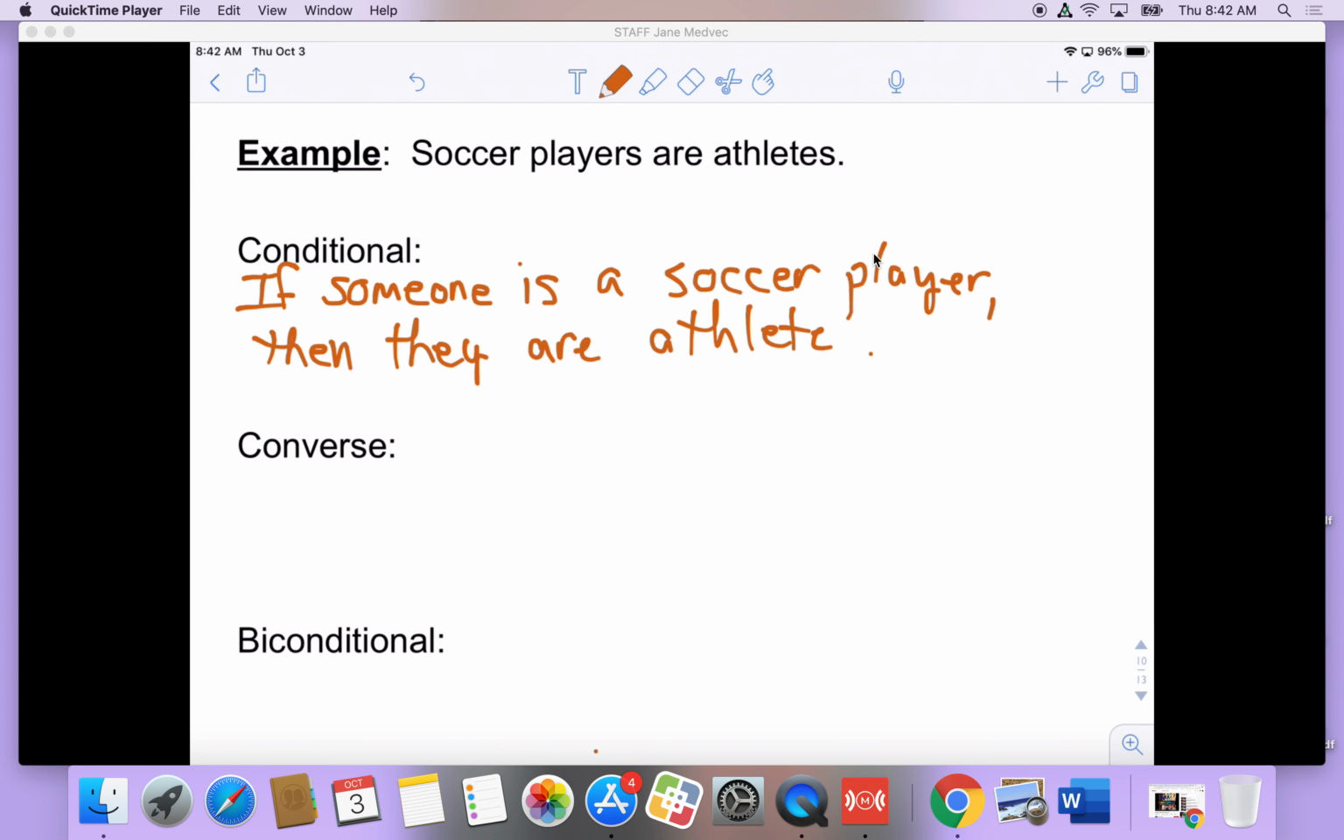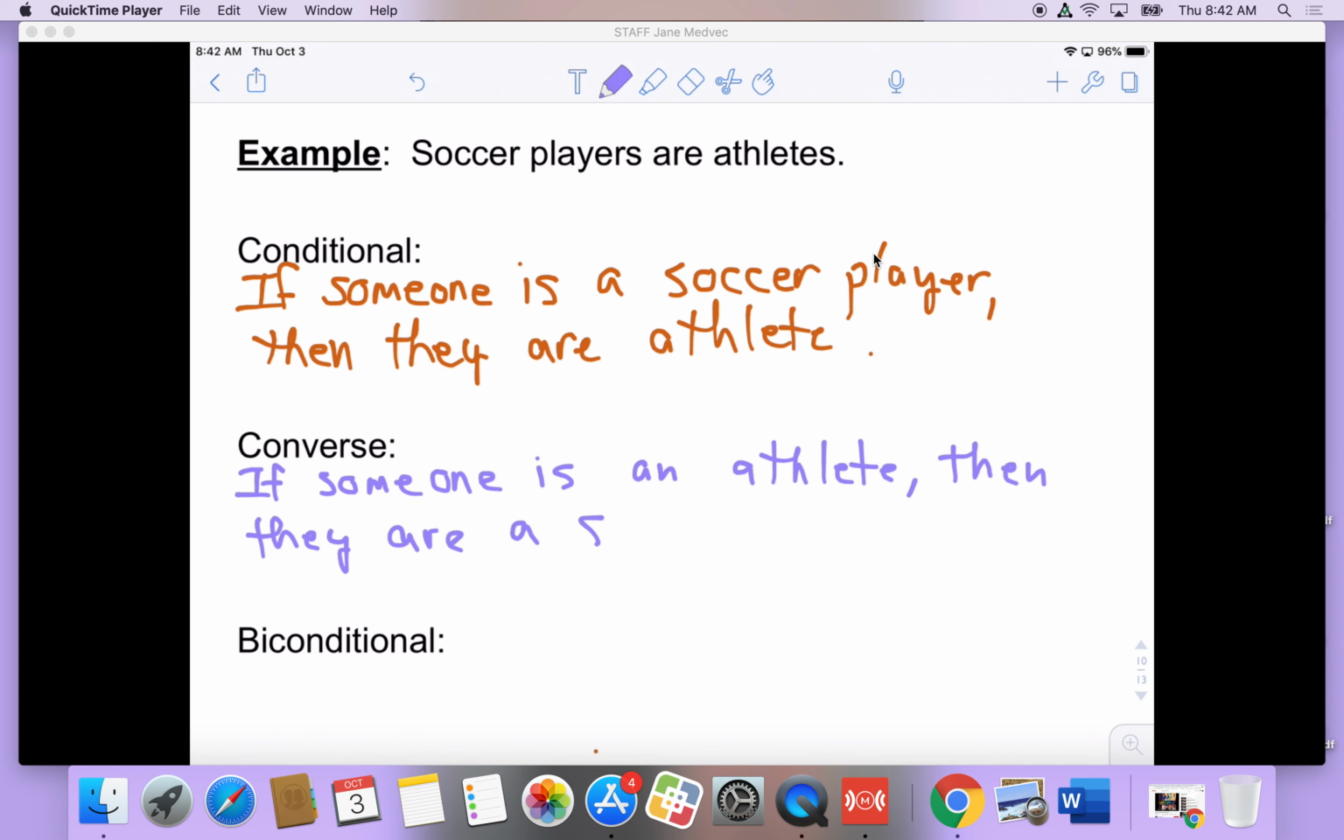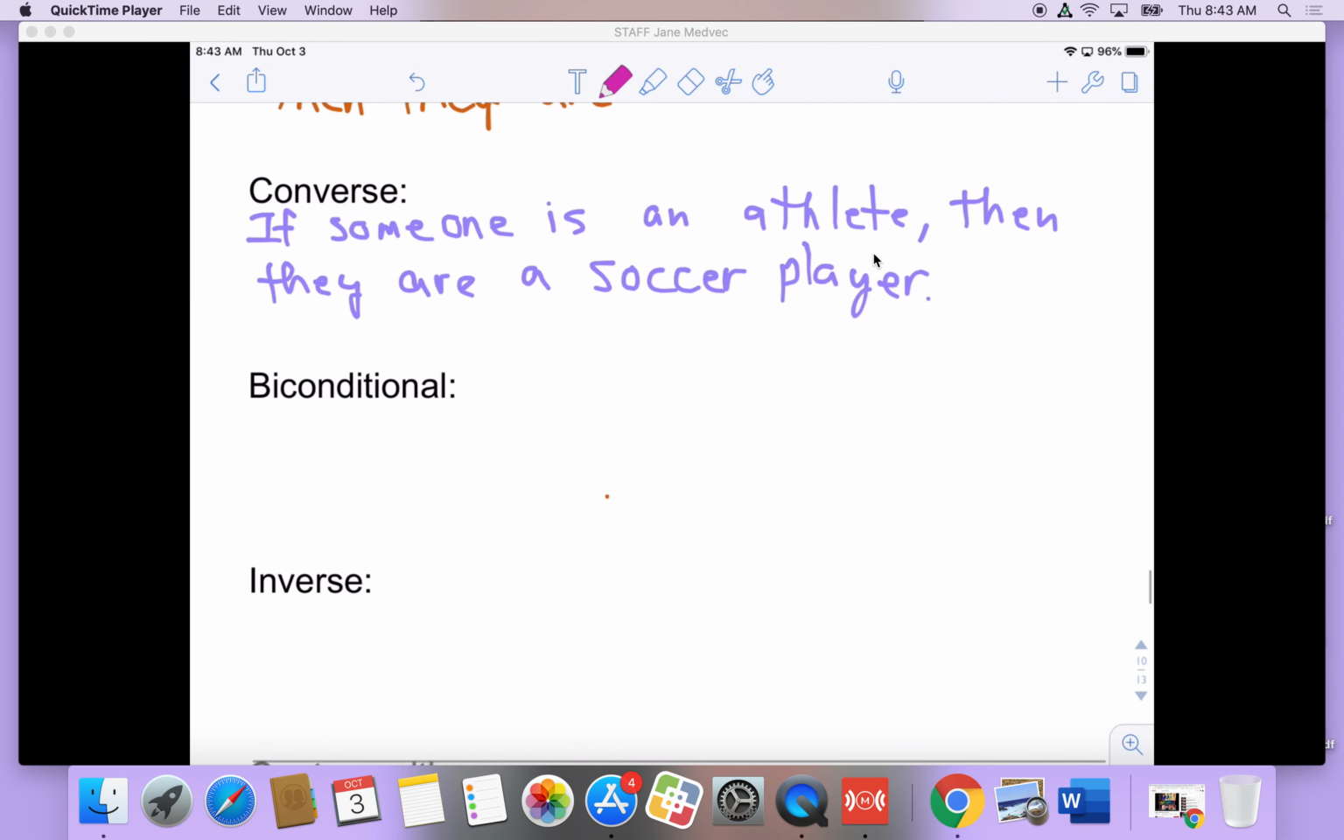All right, converse. If someone is an athlete, then yes, they are a soccer player. Is the first one true? If someone is a soccer player, then they are an athlete? That is true. Is the second one true? If someone is an athlete, then they are a soccer player? That is not true. So can I do a biconditional statement? No.